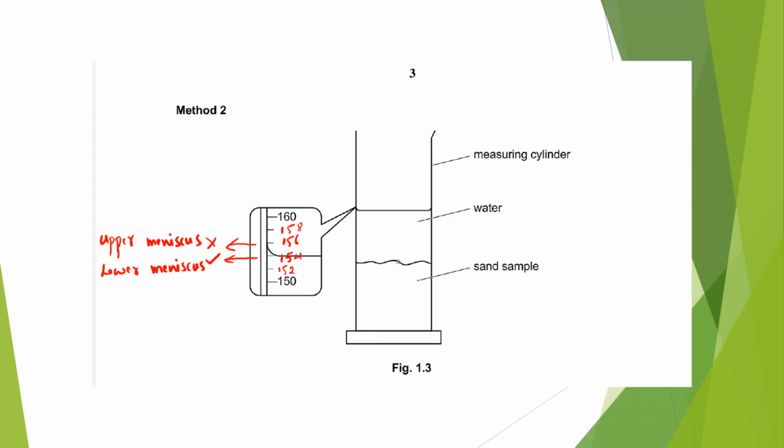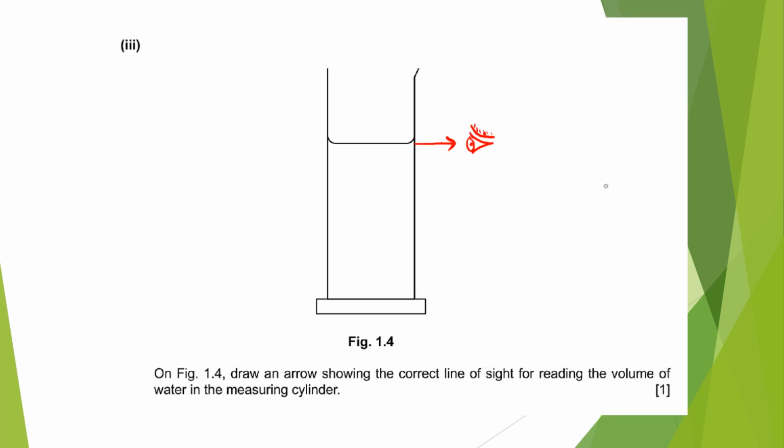Moving to the next question. So here you can clearly look at figure 1.3, how we need to find out the volume V2 from the lower meniscus. Part 3.